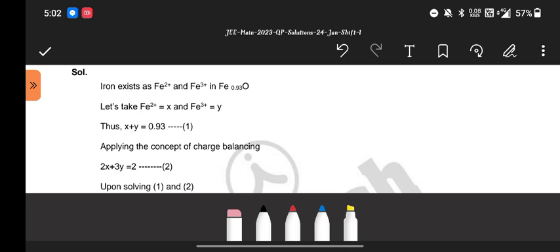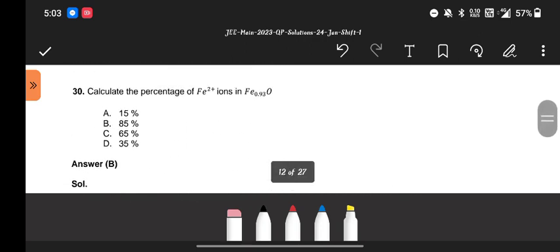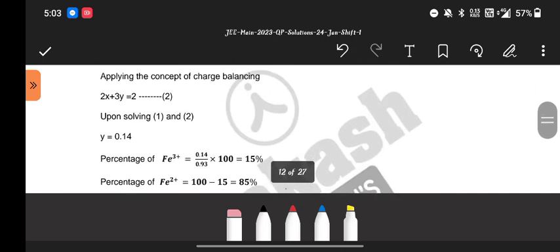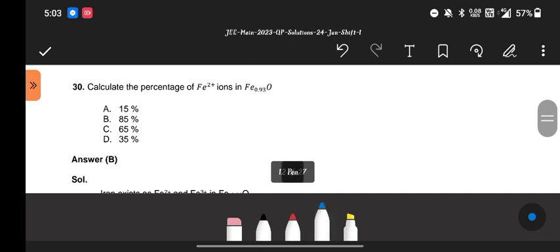Let's take Fe2 plus equal to x and Fe3 plus equal to y. So x plus y is equal to 0.93. Applying the concept of charge balancing, 2x plus 3y is equal to 2. Upon solving 1 and 2, y is equal to 0.14. Now if we convert it into percentage, Fe3 plus is 0.14 by 0.93 into 100, that is 15%, and Fe2 plus is 100 minus 15, that is 85%. So option B, 85%, is the correct answer.